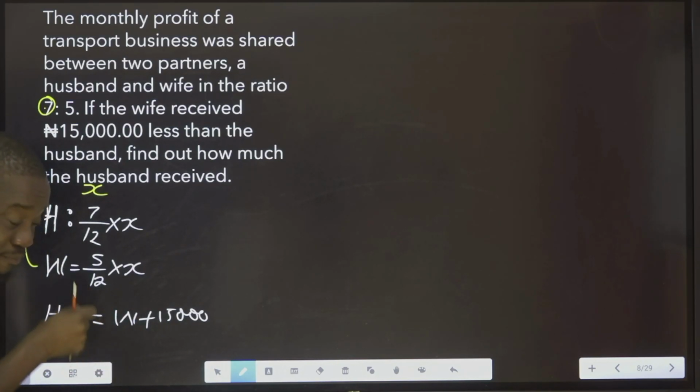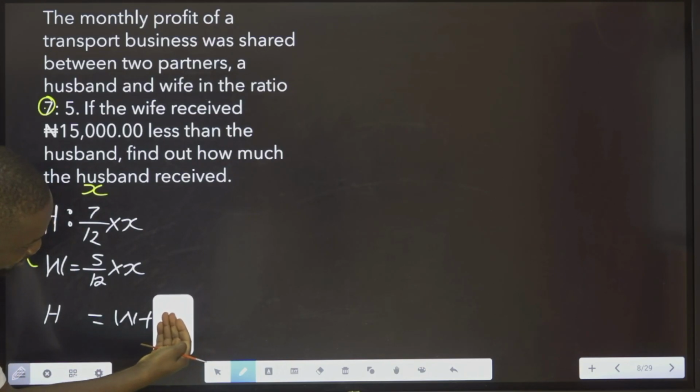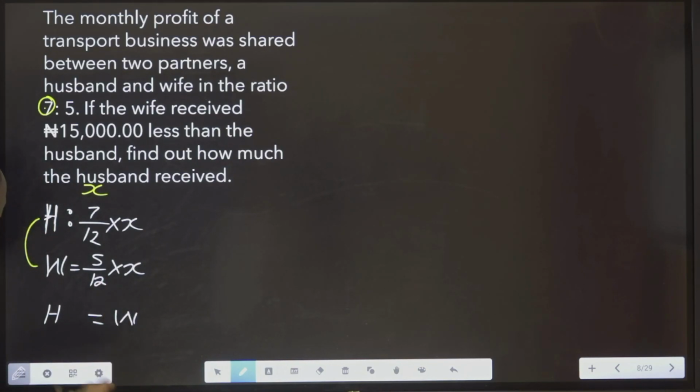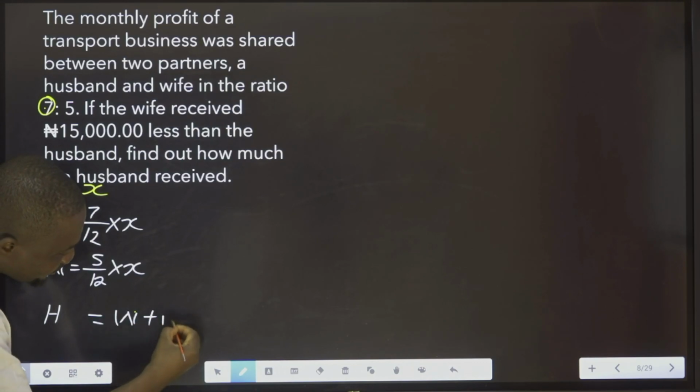The husband received more than the wife. As far as this is concerned, for instance, we are not saying anything because they are not equal. This guy received more than this. How much did you receive more than your wife? 15,000. Let's give it to the wife.